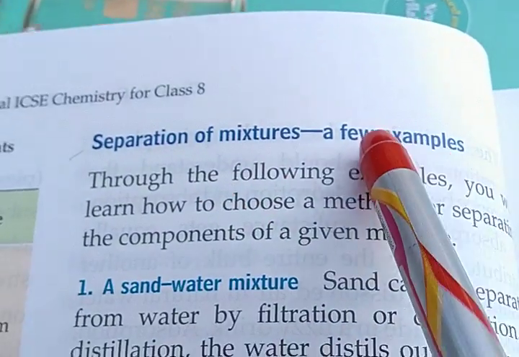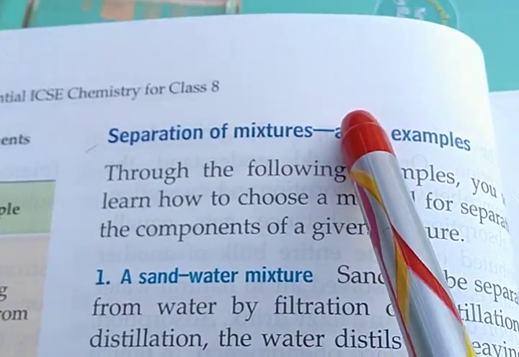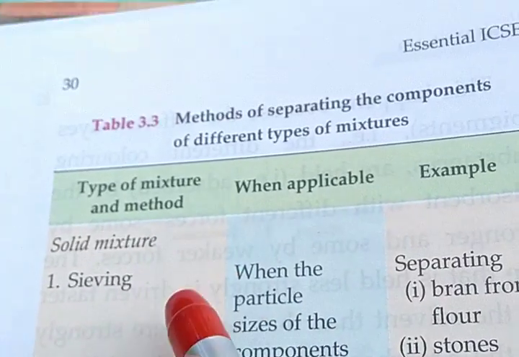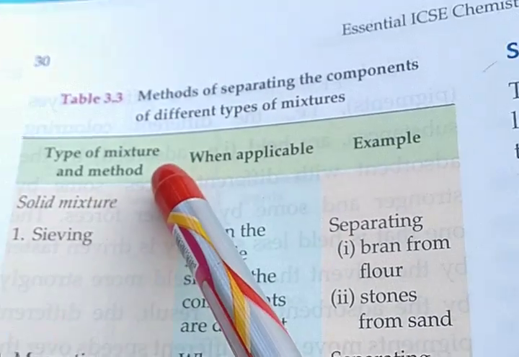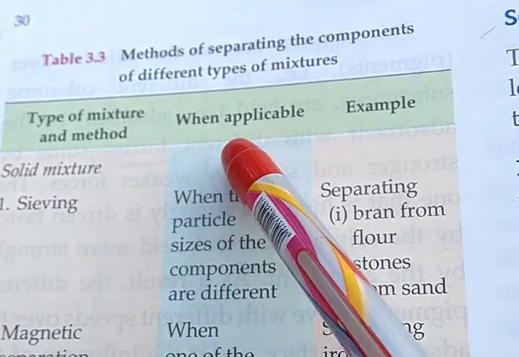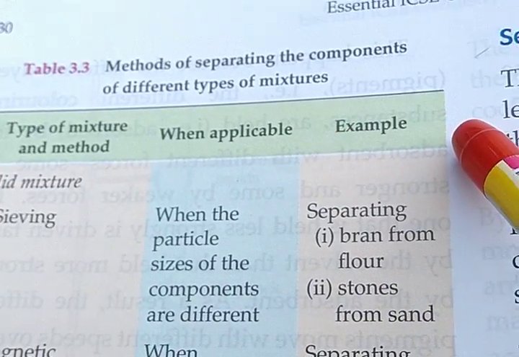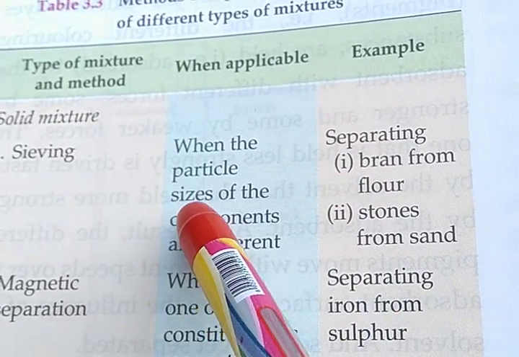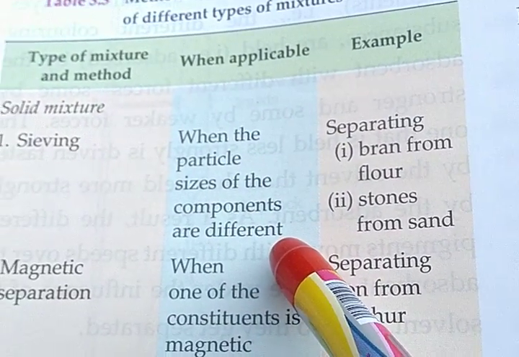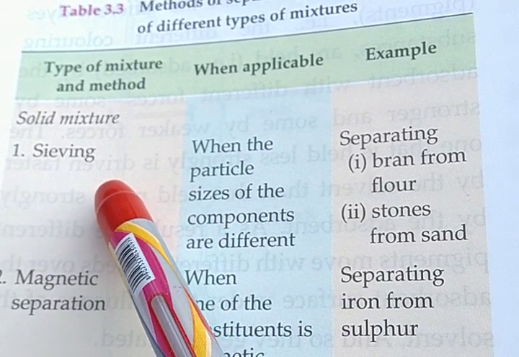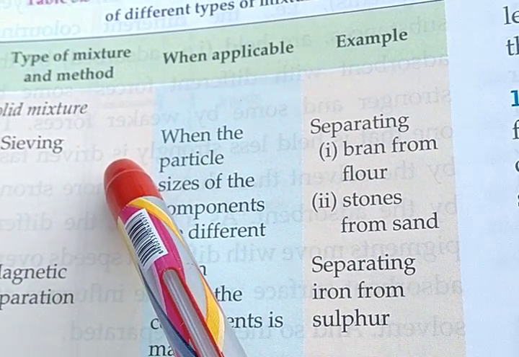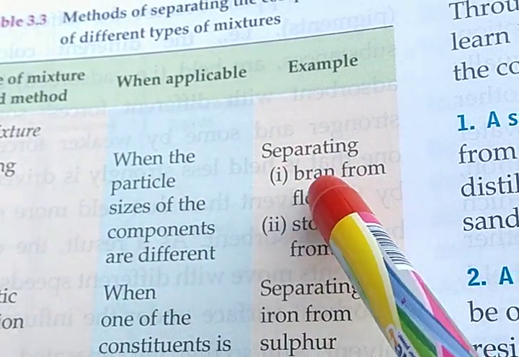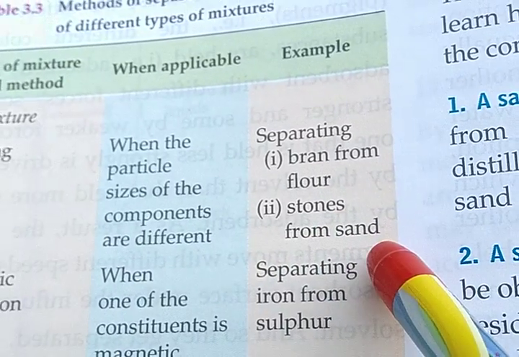Today I will discuss a few examples of separating mixtures. But before that, here is a summary. Look at the book: type of mixture, methods when applicable, and examples. First one, sieving, when the particle sizes of the components are different. We can apply the sieving process when the component particles are basically different sizes. Example: separating bran from flour, stone from sand, etc.